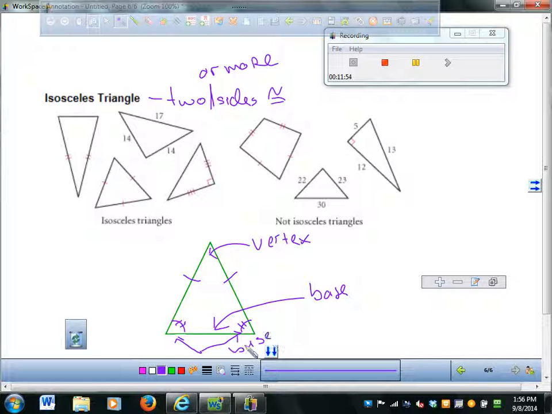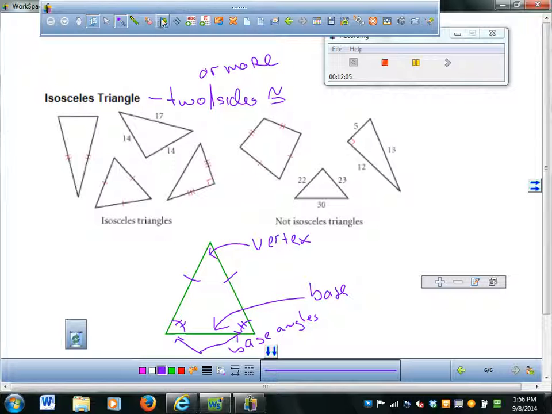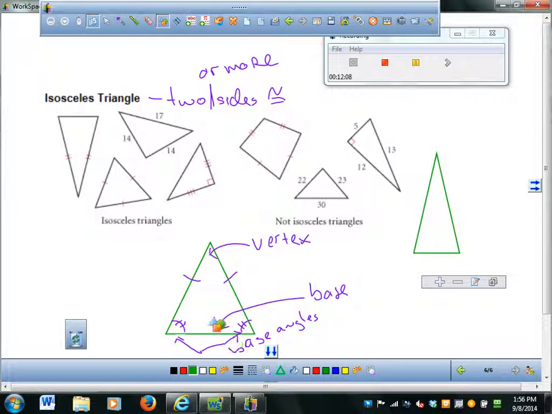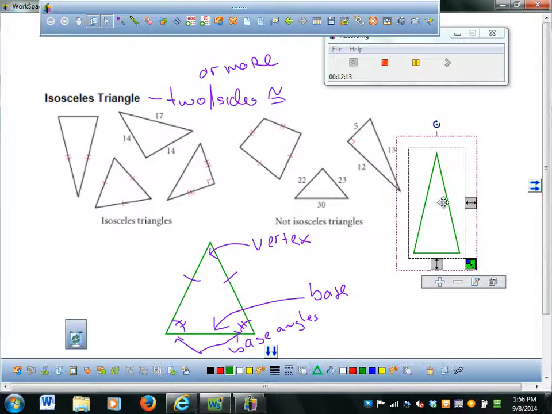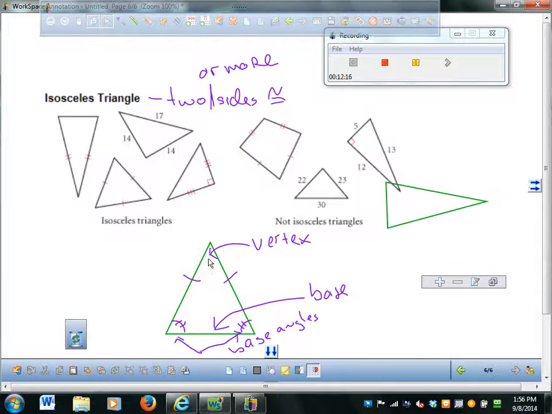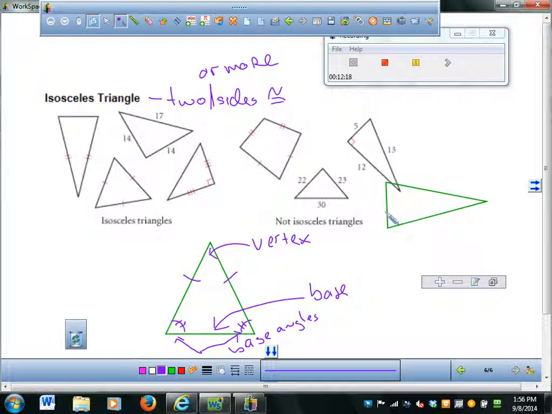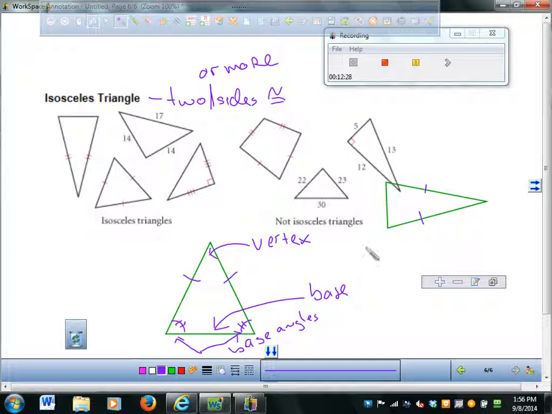Base angles. And like Osi said, if I take an isosceles triangle and I spin it, even though this is over here on the left side, that's still called the base, right? And this is still the vertex, and these are still the base angles over here. So just because it's sideways, it's still an isosceles triangle. All right, we're good on that.